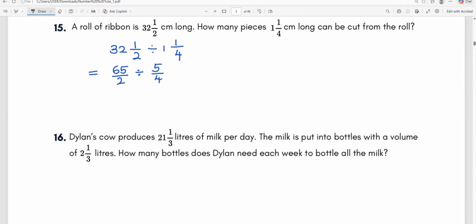Change into multiplication. Simplify. Thirteen times 2 is 26. We can cut into 26 pieces. Correct, right? I think you all got correct.